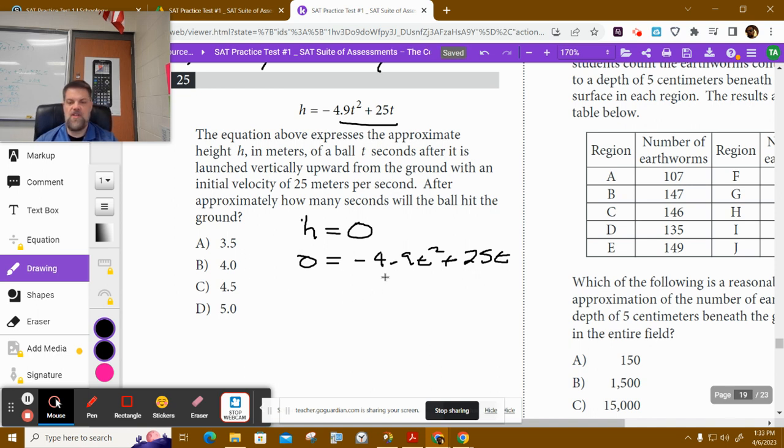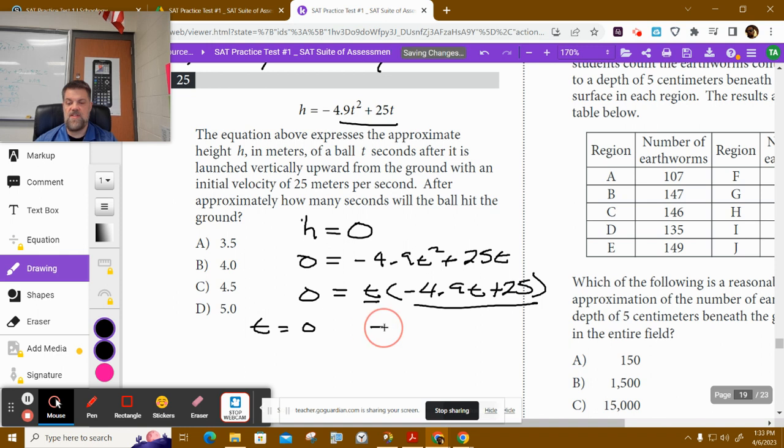Well, there's a couple ways you could do that. One is just to factor out one of the t's. So if I factor out t and set it equal to 0, then I get t times negative 4.9t plus 25. And then what you could do is set them both equal to 0. It makes sense that at 0 seconds, the ball's on the ground. But also, in other words, this has to equal 0 and this has to equal 0. So you take both factors and set them equal to 0.